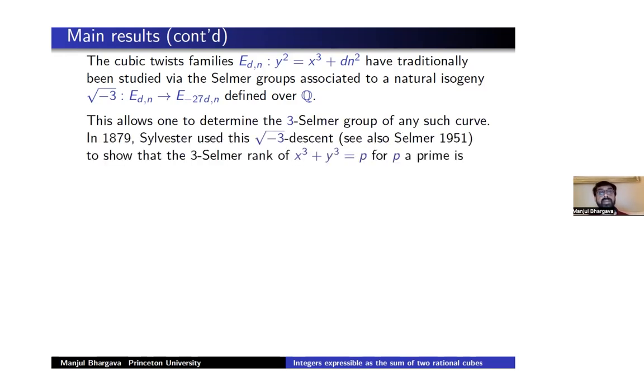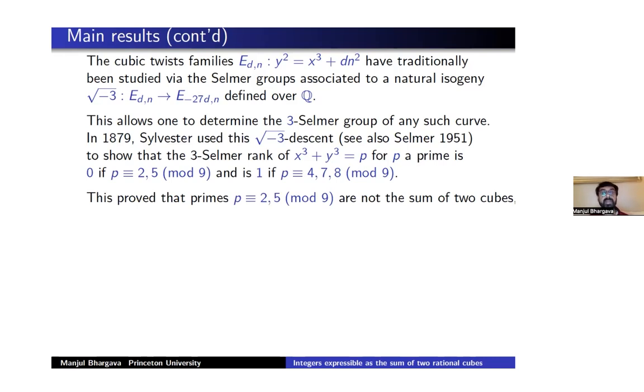And in 1879, Sylvester used this square root of minus 3 descent, as did Selmer in 1951, to show that the 3 Selmer rank of x cubed plus y cubed equals p, where p is a prime, is 0 if p is 2 or 5 mod 9, and is 1 if p is 4, 7, or 8 mod 9. So for these particular congruence classes, the 3 Selmer rank ends up being either 0 or 1, when we're representing a prime as the sum of 2 rational cubes. And this proves immediately that primes that are 2 or 5 mod 9 are not the sum of 2 cubes.